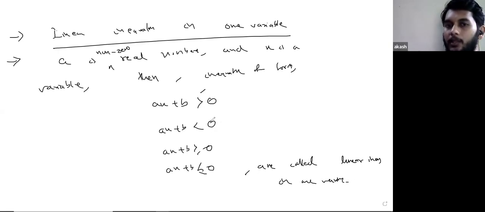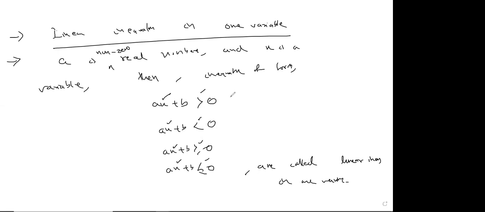We saw that if you contain this type of signs, then this is called inequation. Now, if this has only one variable, x or y or z, then this will be called linear inequation in one variable. This thing is clear? All right, note it down.